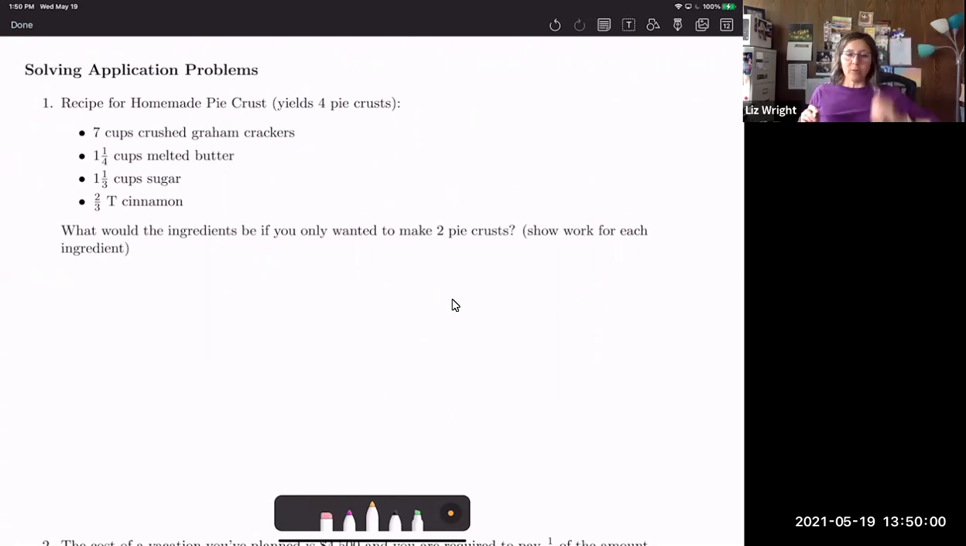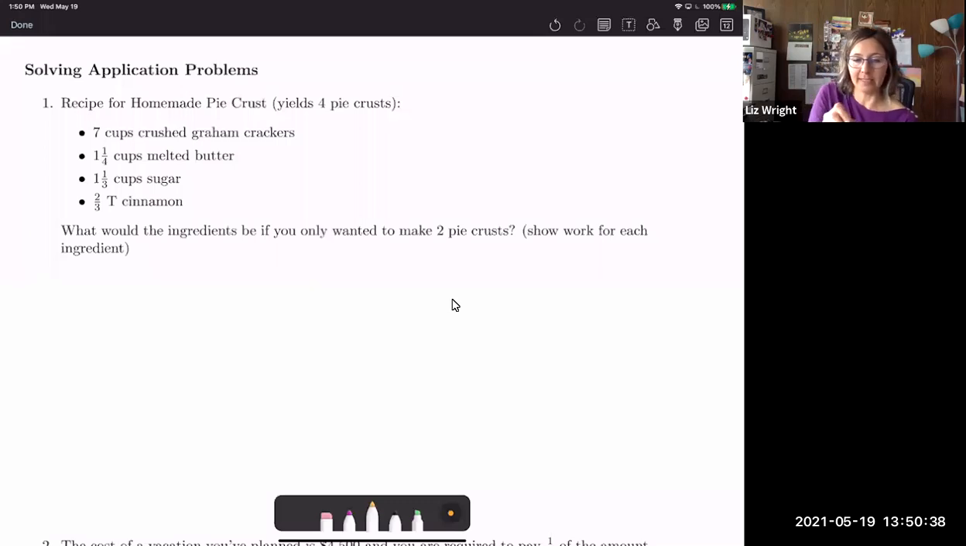All right, so recipe for homemade pie crust, and it's going to yield 4 pie crusts. So we are starting with 7 cups of crushed graham crackers, 1 1/4 cups melted butter, yum, 1 1/3 cup sugar, and 2/3 tablespoon, if you're not a baker, the capital T means tablespoon. Lowercase t means teaspoon. And so it'll be 2/3 tablespoon cinnamon. What would the ingredients be if you only wanted to make 2 pie crusts? Show work for each ingredient.